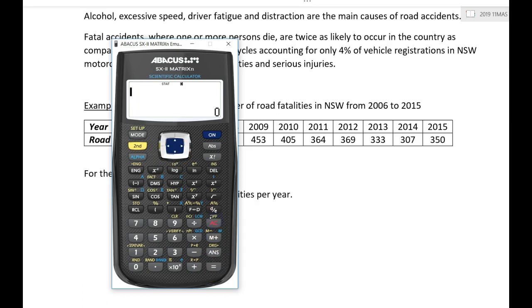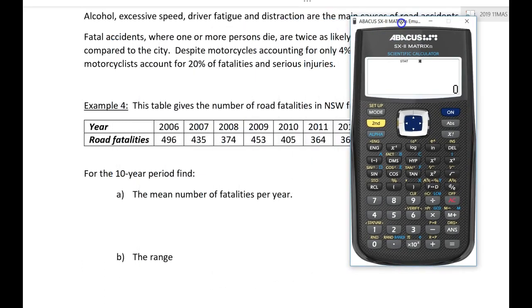And I press AC. They have not disappeared. The 0 there reminds me I'm in stat mode, and they've been recorded to our memory. Now there are 10 scores there in the memory, and I can perform all sorts of calculations, but I need to find the mean of them.